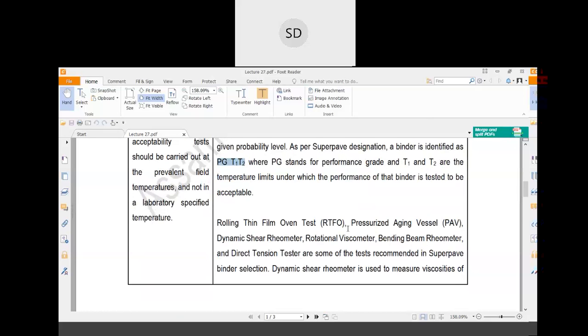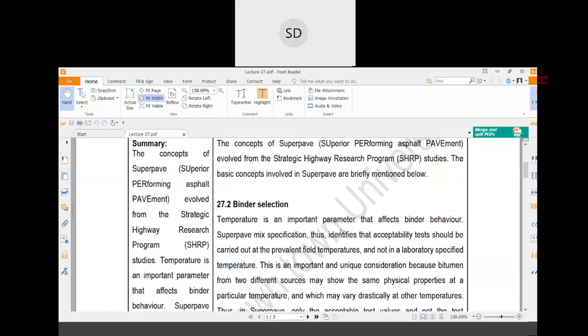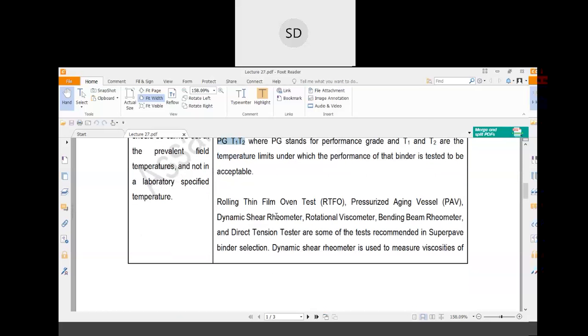Now there are different test procedures which are followed in the binder selection. These tests are the rolling thin film oven test, then pressurized aging vessel test, dynamic shear rheometer test, rotational viscometer, bending beam rheometer, and direct tension tester. So these are some of the tests which determine the viscosity of the binder material.